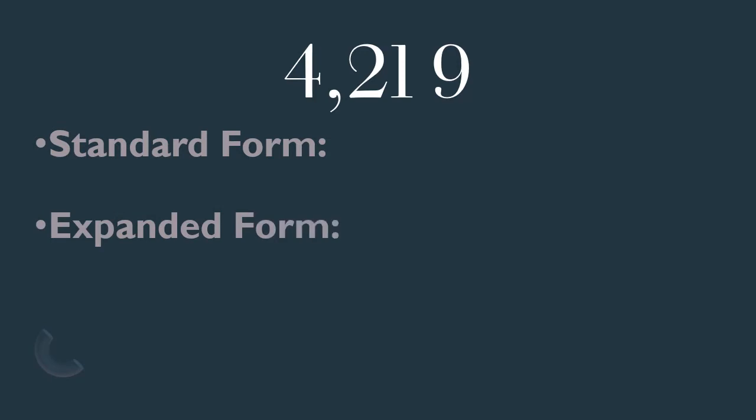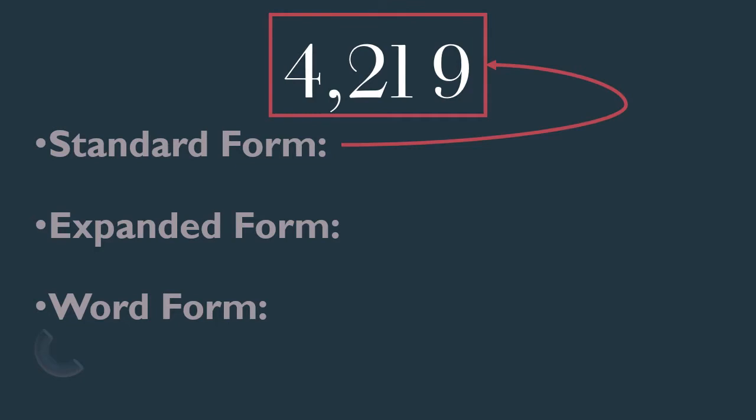Okay, so let's say we have this number, 4,219. The last time we talked about place value, we said that there were three ways that we could write a number: standard form, expanded form, and word form. So when we look at the number 4,219, that is already in standard form. That is the way that we typically write a number using digits. Now, remember, expanded form means stretching out that number based on the value of each of those digits.